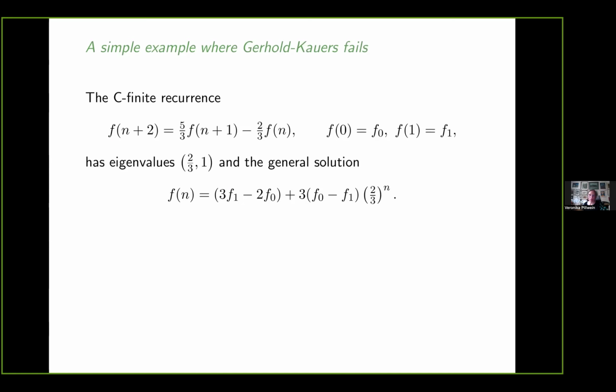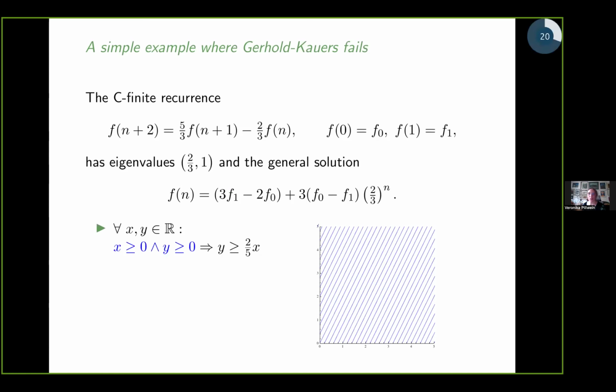It has this general solution. So it seems from the solution, it should be very easy to show positivity. But now we want to use really the algorithm. So what does the algorithm do?